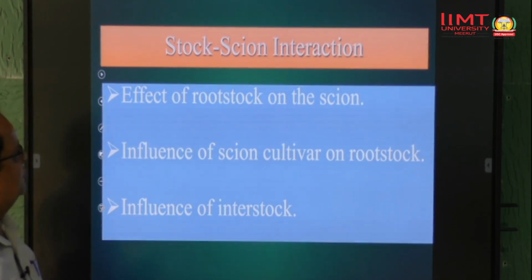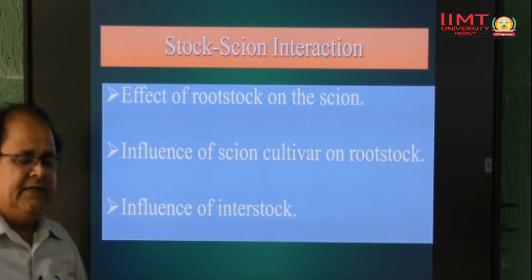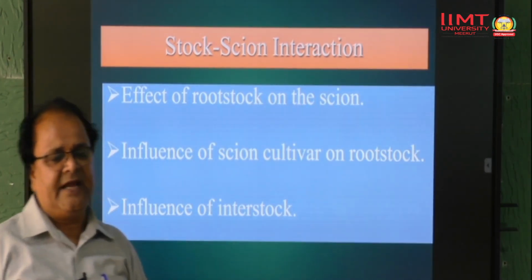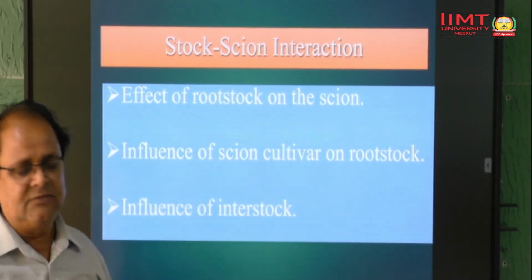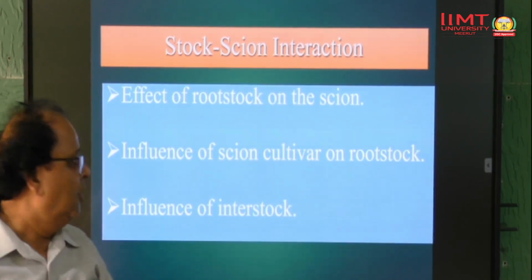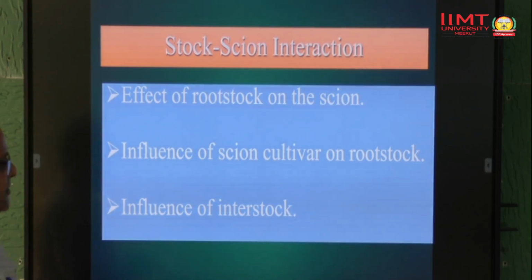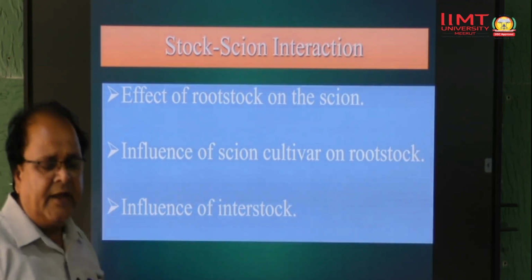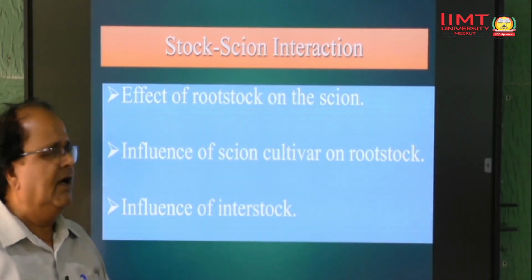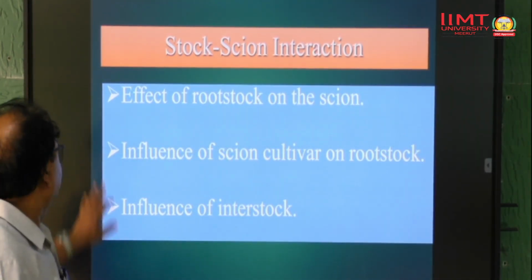Here is the rootstock-scion interaction, the effect of rootstock on scion. If they are not compatible, the effect can come from either the scion or the rootstock, or from the influence of the scion cultivars on the rootstock or the interstock. If needed, failure of the graft union can occur between the rootstock and scion.